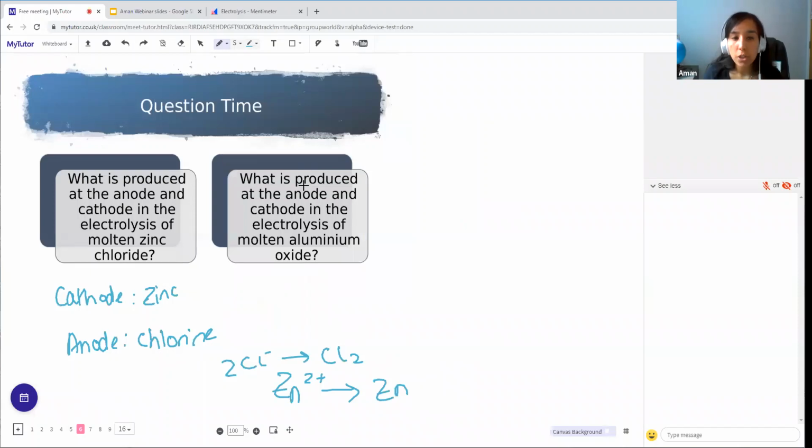Okay, the second question, what is produced at the anode and cathode in the electrolysis of molten aluminium oxide? Good, yeah. So anode is oxygen, cathode is aluminium. And again, that's because aluminium forms an Al3+ ion, so it's attracted to the cathode, which is negatively charged, so it forms aluminium. And oxygen forms an O2-, and it will be attracted to the anode to produce oxygen, which again goes around in pairs. So cathode will be aluminium, anode will be oxygen.